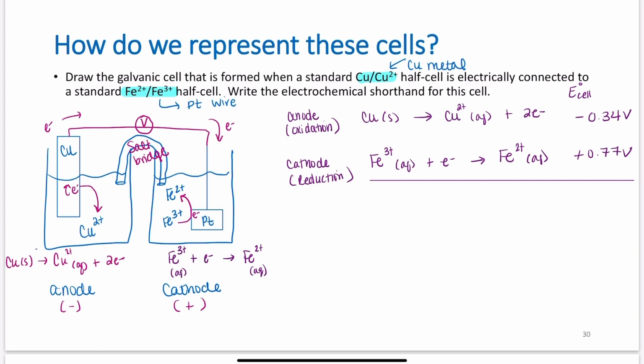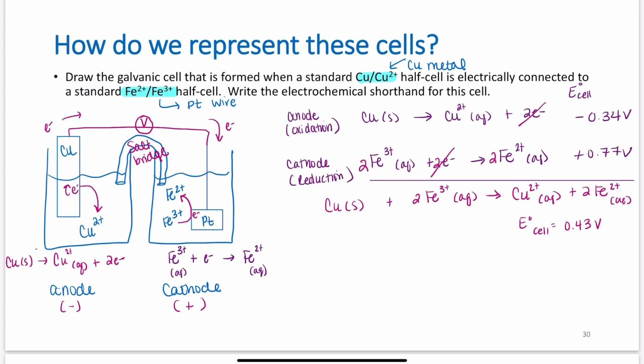To add these together, I do need to always make sure my electrons are canceling. So I really need to have 2 iron 3 plus, gaining 2 electrons to form 2 moles of iron 2 plus. When I add this up, so my electrons can cancel out, I get copper solid plus 2 moles of iron 3 plus aqueous, giving me 1 mole of copper 2 plus aqueous, and 2 moles of Fe2 plus aqueous. And then my cell potential, I just add up as written. Negative 0.34 plus 0.77 is going to give me 0.43 volts.